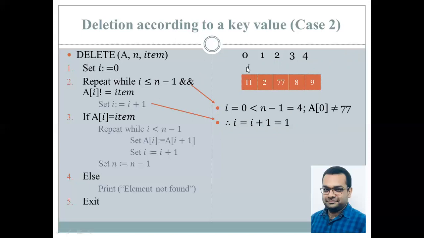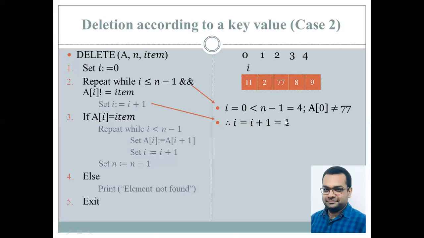So in this statement, first the conditions perform like this. The value of I is 0, the first index. The value of I is checked against n minus 1, that is 0 is less than n minus 1, that is 4. And the value at the index 0, A[0], that is equal to 11, definitely is not equal to 77. Since both these conditions are true, the value of I is incremented and made I plus 1, that is 1.